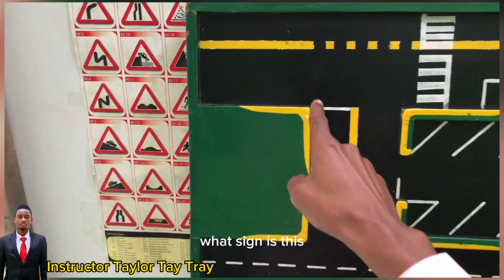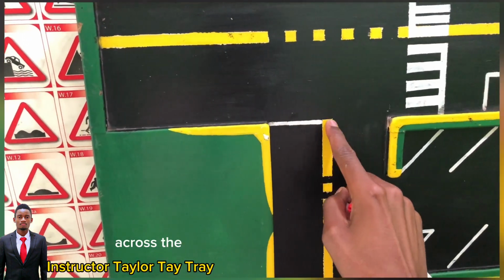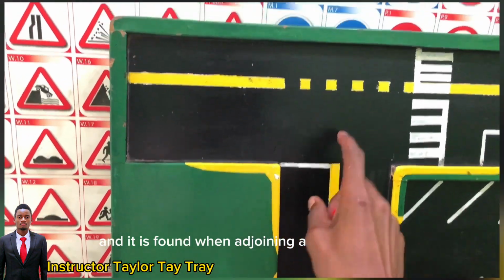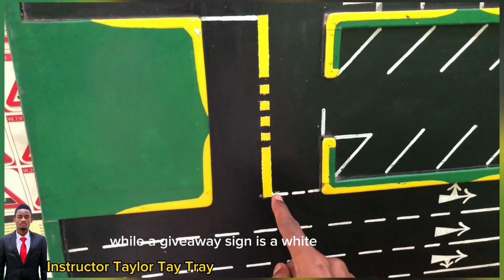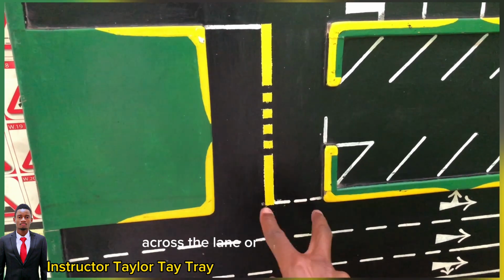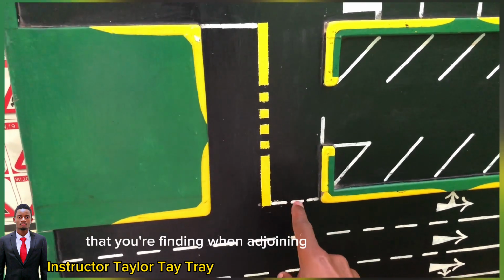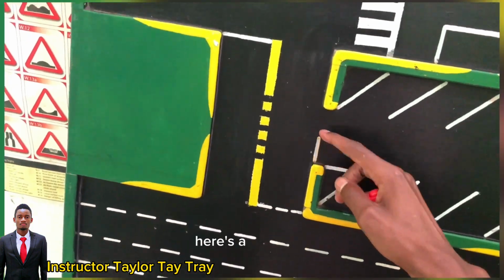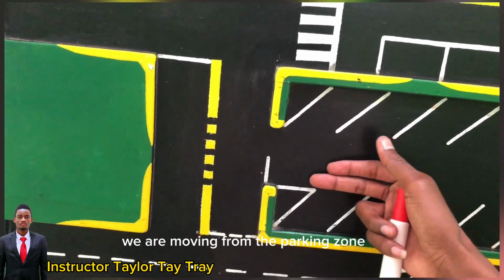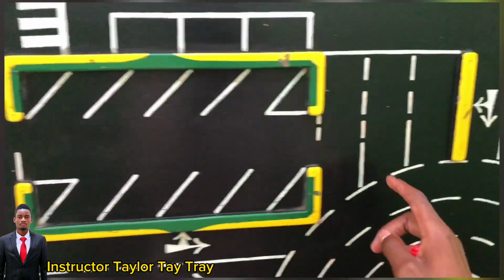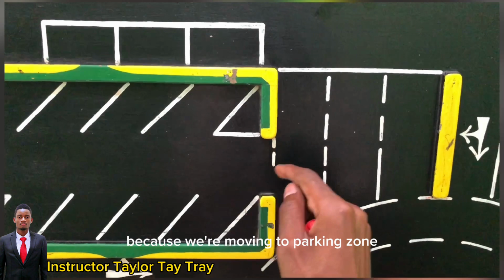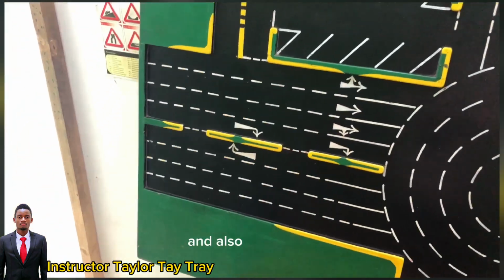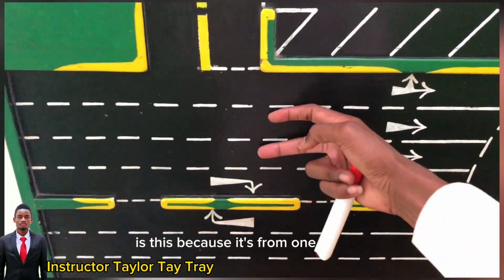Stop sign is this. It's a white continuous line across the lane or across the road. You can see, and it is found when you're joining a 2-way traffic, while a give way sign is a white broken line across the lane or across the road that you're finding when you're joining a 1-way traffic. So this is a stop sign, this is a give way sign. Another one here is a stop sign because we are moving from the parking zone to join a 2-way traffic. This is a give way sign because we are moving from the parking zone to a 1-way traffic. This one is a stop sign, okay?